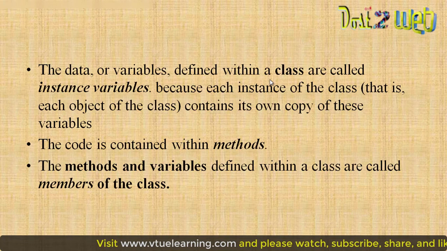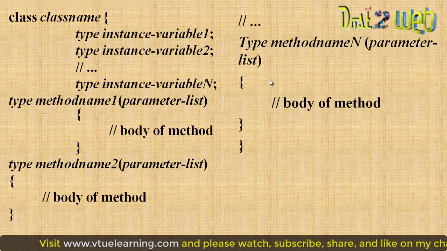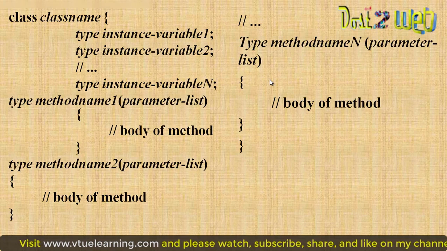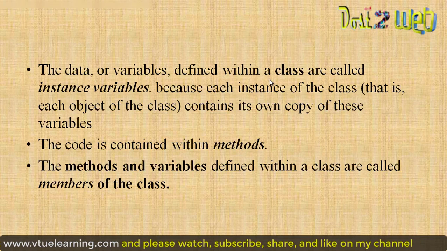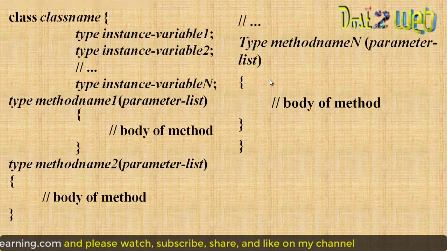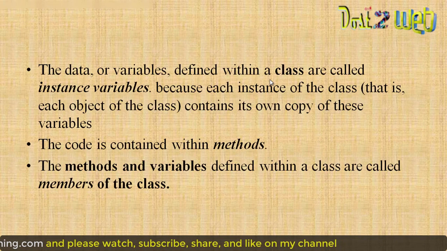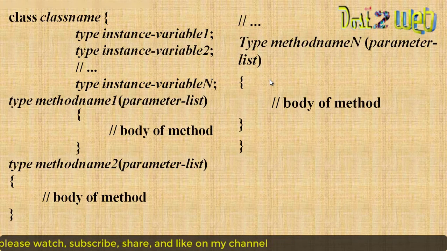So what happened? The data or variable that is defined within the class, that is called your instance variable, because each instance of the class contains its own copy of the variable. So each will have its own copy of the variable. And the class will contain code within the methods. So within the methods you can define the code.